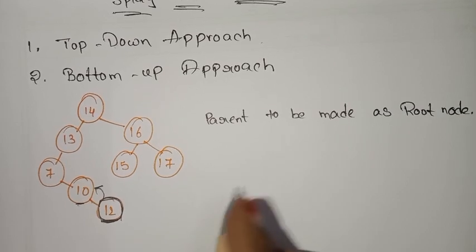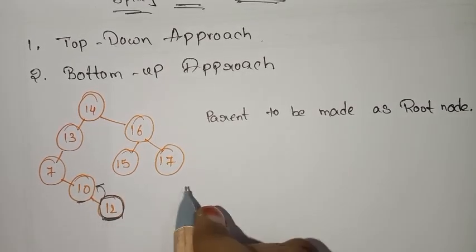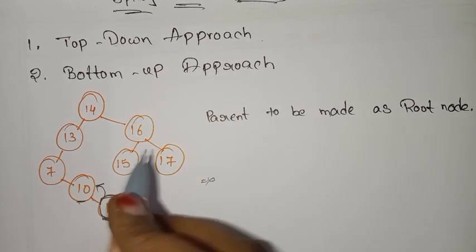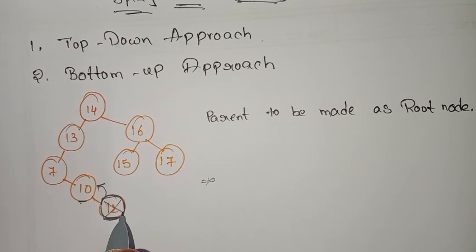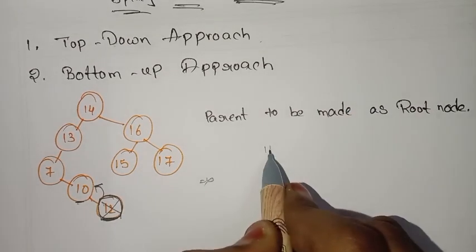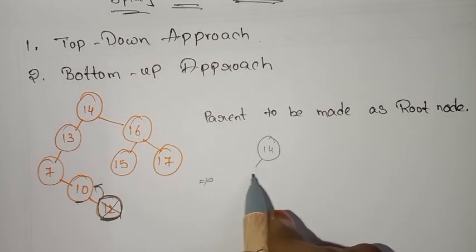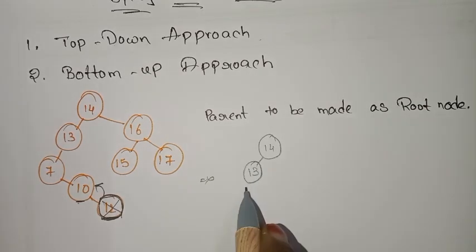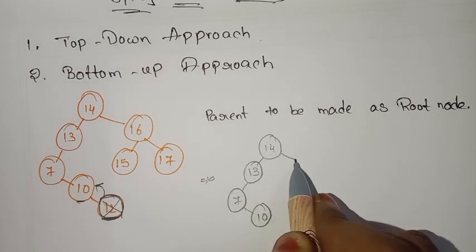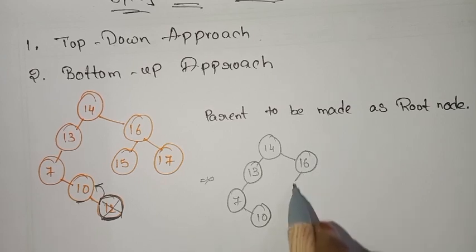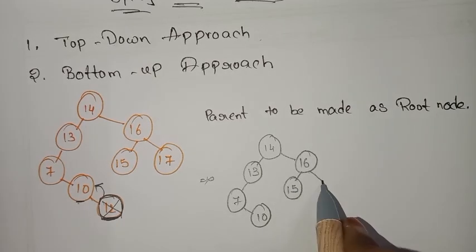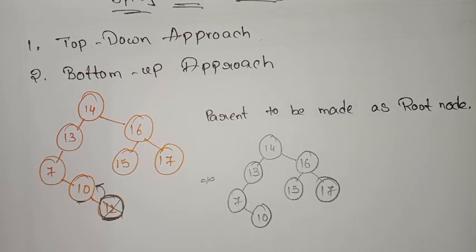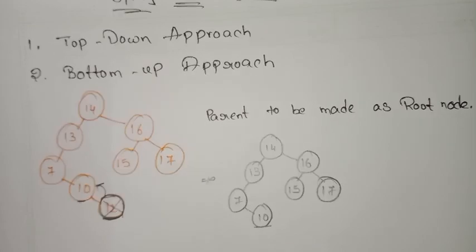So just follow. See, I want to delete this 12. How will the tree structure be if I delete this 12? I will draw it here: 13, 7 and 10 here, then 16, 15 and then 17. Now 10 is at the leaf place.